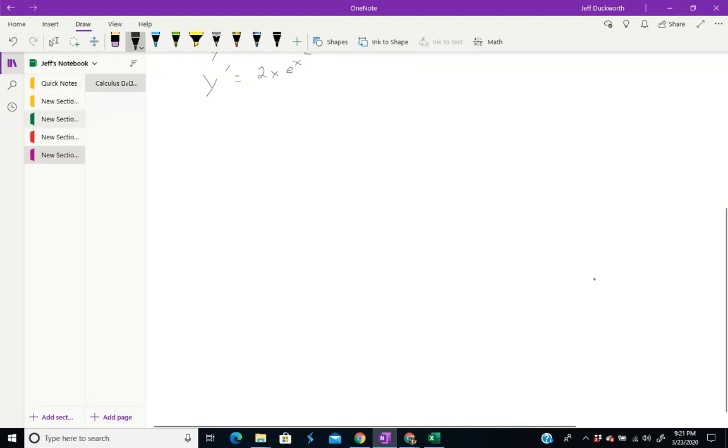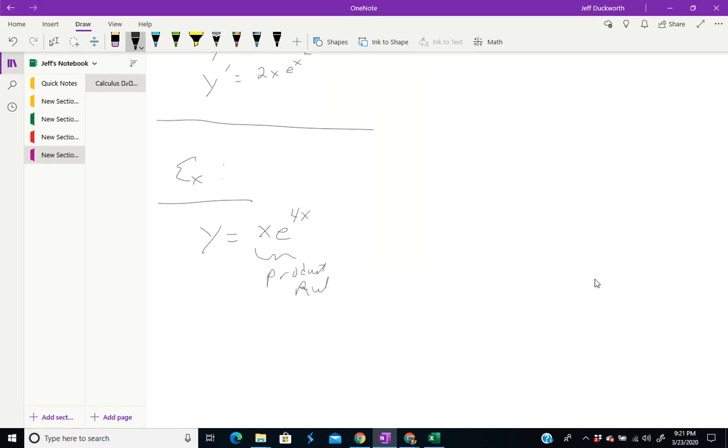All right, so let's do another example. Here we have a product rule necessary. Our first will be this x, our second will be this e to the 4x. So our first is x, derivative of e to the 4x is e to the 4x times the derivative of 4x, which is going to be 4, plus the second, which is e to the 4x, times derivative of x, which is just 1.